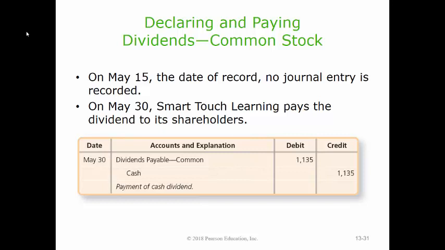And when we did that, we put a liability on the books for $1,135, so we are actually paying that liability off now. So how do you record the entry to pay off a liability? Like you always do. You debit the liability for the amount that you are actually paying, and you credit cash for that same amount. So Smart Touch Learning will debit dividends payable-common for $1,135. It will credit cash for $1,135 when they record the May 30th entry for the payment of this cash dividend.